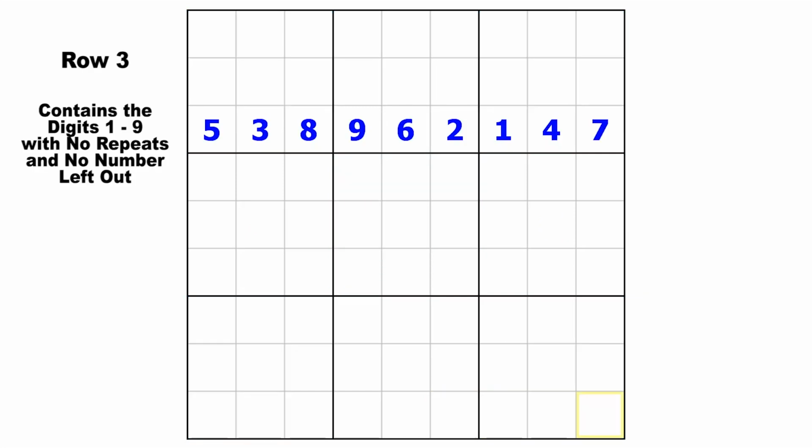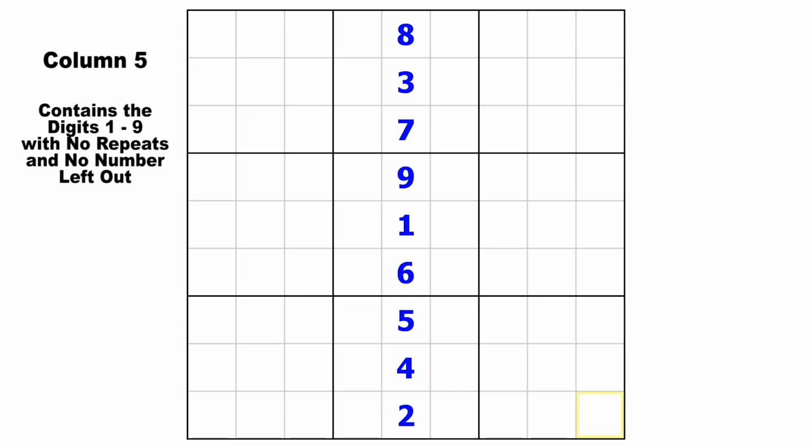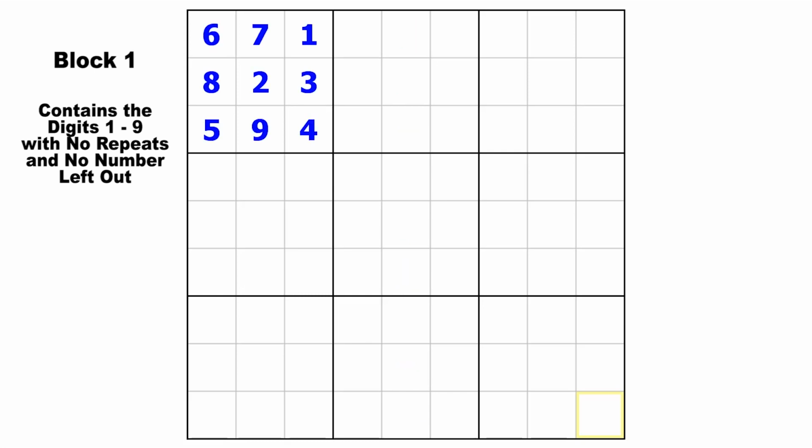Here in this diagram, row 3 contains all the numbers 1 through 9 with no repeats and no number left out. And likewise, here in column 5, all the numbers 1 through 9 with no repeats and no number left out. And again, in block 1, all the numbers 1 through 9 with no repeats and no number left out.